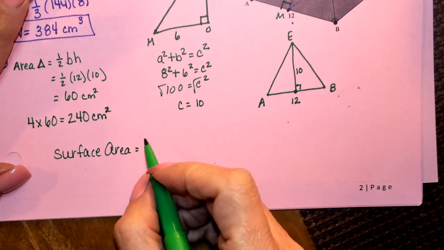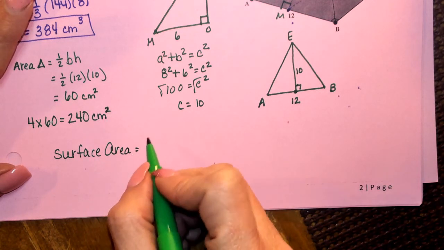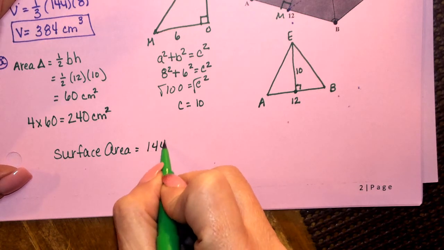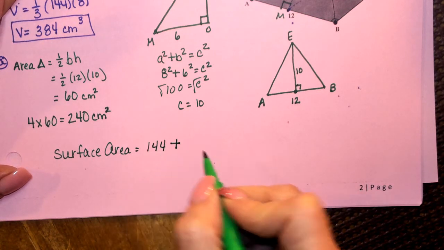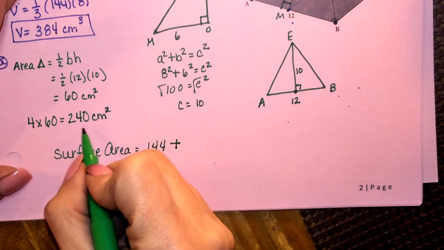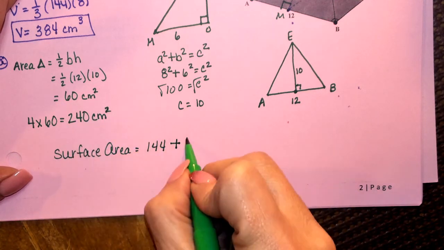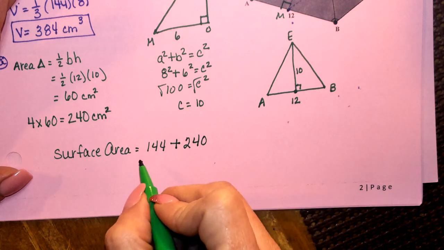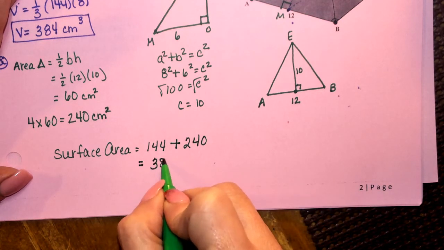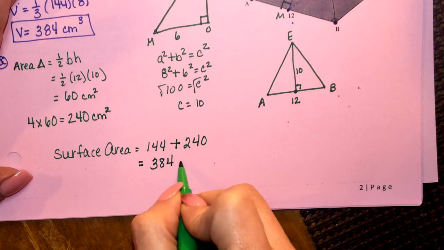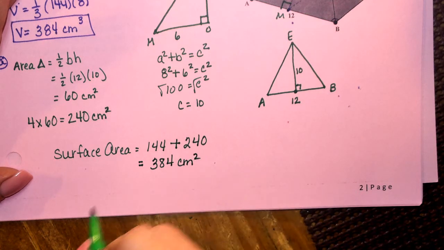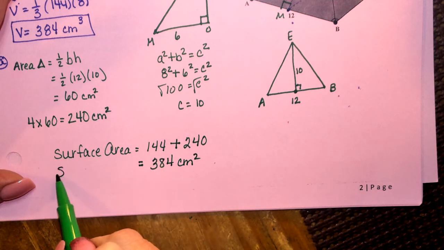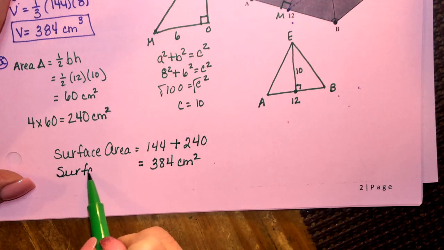In order to find the surface area, I need to take the base area, right? The one rectangle, which we found the base area to be 144. And we need to add it to the surface area of all 4 triangles, which was 240. So that means my surface area is 384 centimeters squared. Well, that's interesting. The volume and the surface area are the same.